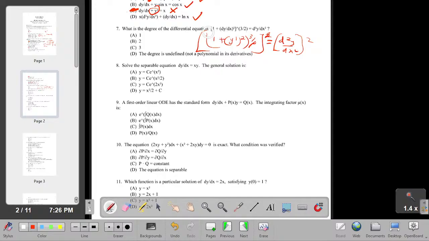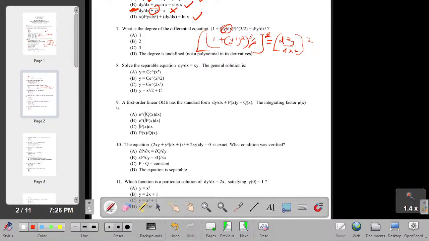To find the degree of a differential equation, make sure that you know the highest order. Okay, so what's the highest order here? This side is first order, and this side is second order. So we are interested in order 2. That is what we want to use to find the degree.